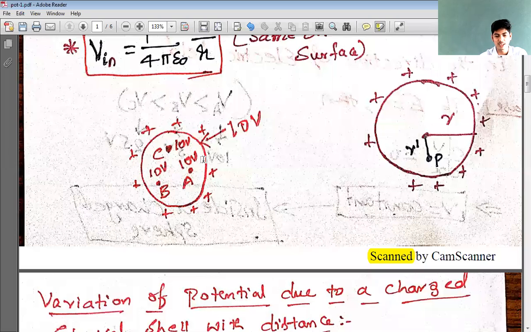How will be the electric potential from the center of the shell to the surface of the shell? Center ಹತ್ರ 10 ವೋಲ್ಟ್, ಈ ಪಾಯಿಂಟ್ ಹತ್ರ 10 ವೋಲ್ಟ್, ಇಲ್ಲೂ 10 ವೋಲ್ಟ್, ಸರ್ಫೇಸ್ ಮೇಲೂ 10 ವೋಲ್ಟ್. ಹಾಗಾದ್ರೆ from the center of the shell to the surface of the shell, electric potential remains constant, ಚೇಂಜ್ ಆಗದೇ ಇರ್ತದೆ.